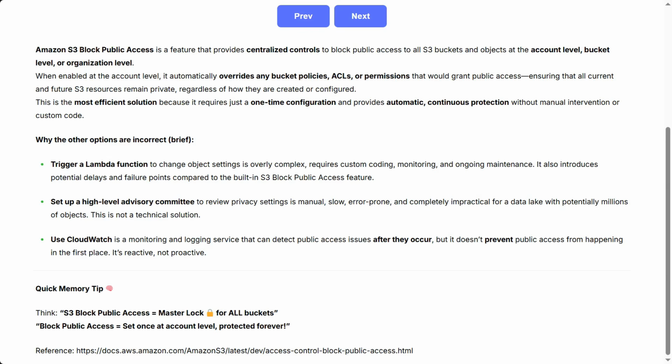Set up a high-level advisory committee to review privacy settings is manual, slow, error-prone, and completely impractical for a data lake with potentially millions of objects. This is not a technical solution.